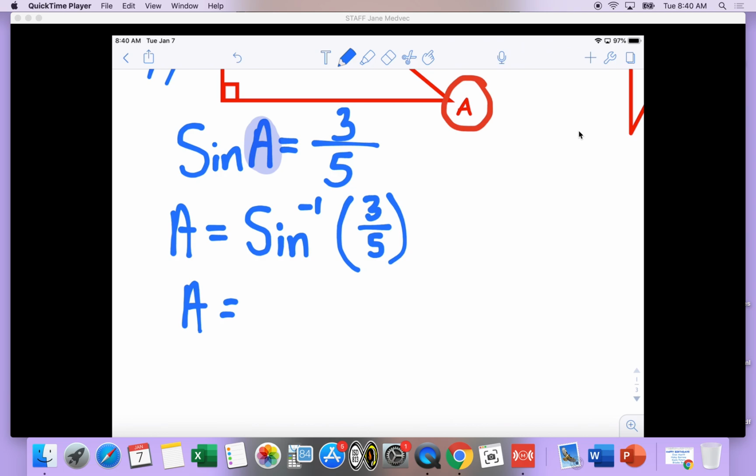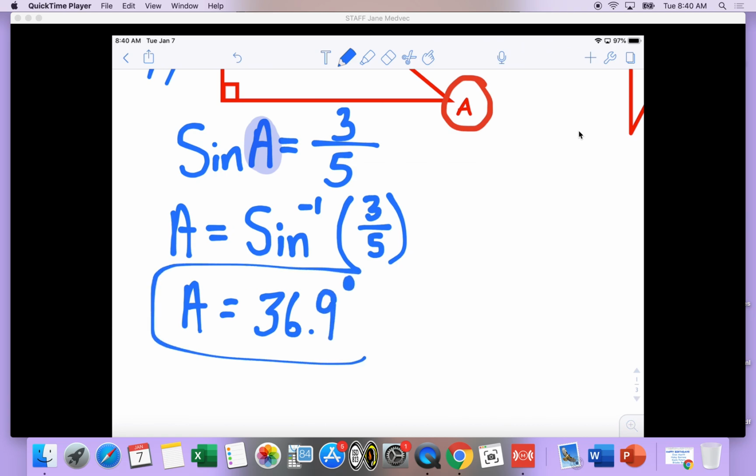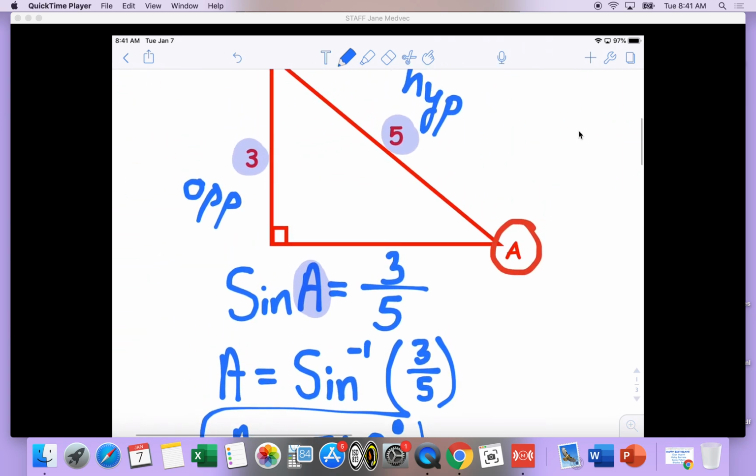So what you're going to do is hit your second key and the sine key, and that inverse sine should show up. Now you're going to go 3, divided by, and then the 5, and then push equals. And what do we get? 36.9, and it's degrees. In the past, we'd say units or centimeters or kilometers because we were finding side length. Now we're finding angle, and that's essentially how you do it. Questions on that?